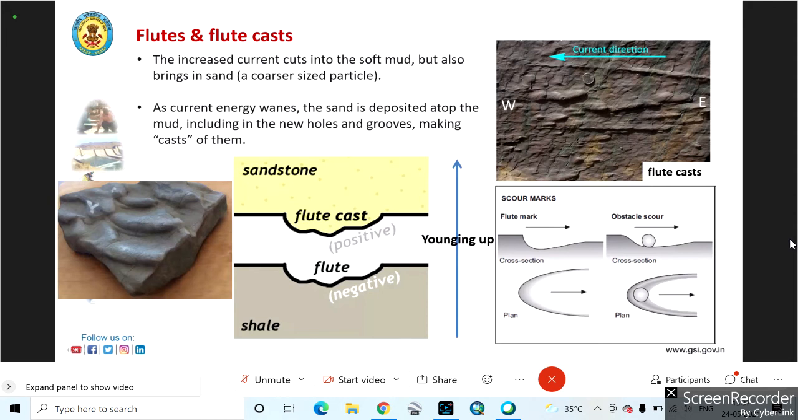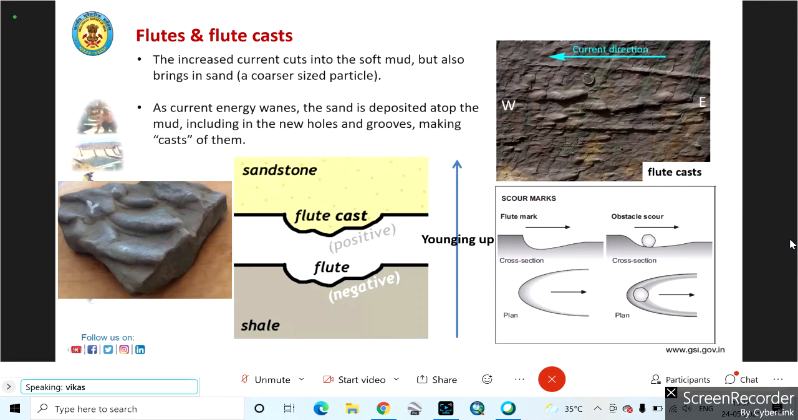A very convincing photograph, what you can see here, is that of the central part where sandstone and shale are there, just like that of the ball and pillow. You can notice that these shales have been deposited. After that, some current energies would have eroded this part of the shale, and then these sandstones would have deposited.